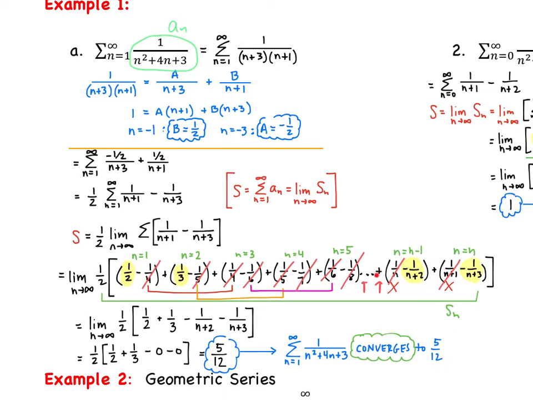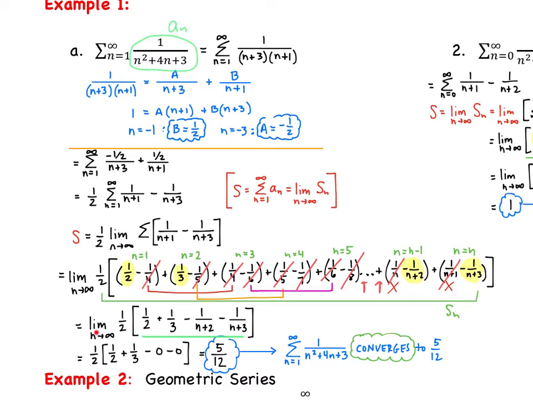So what are we left with? Well, we're left with this 1/2, this 1/3, this -1 over n plus 2, and this -1 over n plus 3. So these really represent S sub n. All of these combined represent S sub n, but we can really just clean it up to be these terms here.